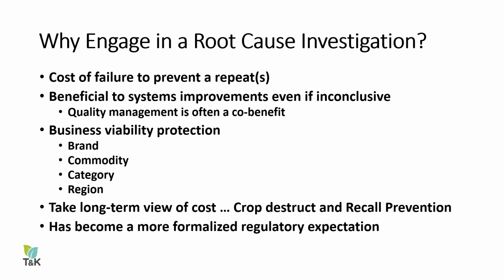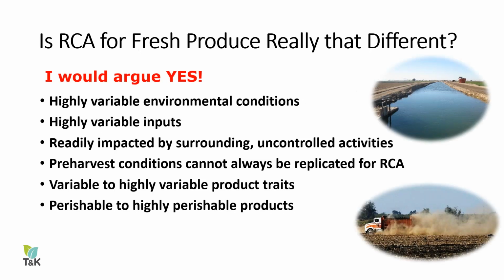The other reason is that it certainly has become much more formalized as a regulatory expectation, largely due to the same factors that I've been talking about, and I'm sure most or many of you are familiar with: these sort of recurring, repeated outbreaks within a particular crop category, region, or just in general, as produce has become much better recognized for its contribution to the burden of foodborne illness in the U.S. and of course across the globe.